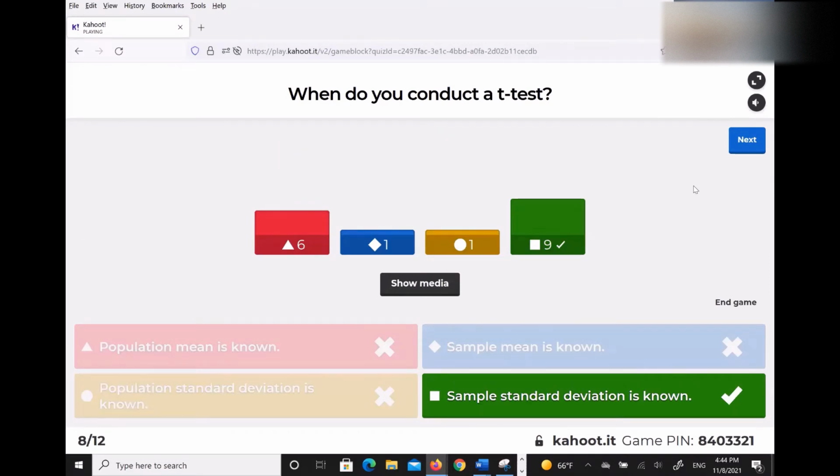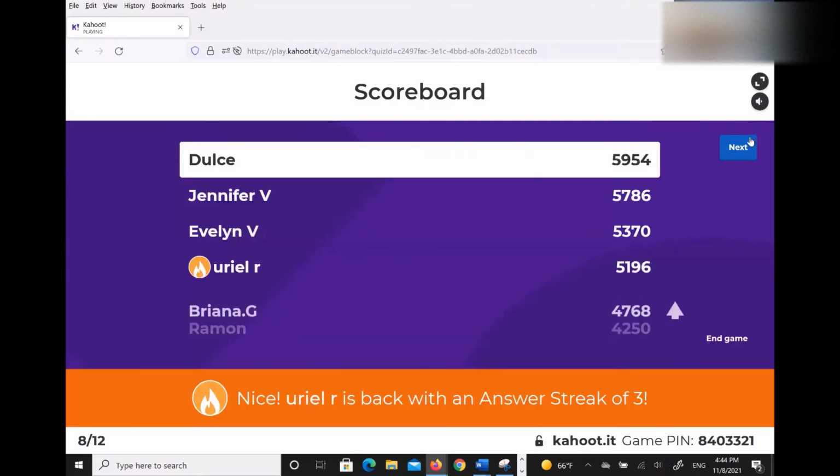All right, so you conduct a t-test when the population standard deviation is not known. Okay, and so in this case, the population standard deviation sigma is not known. Okay. All right, still the same people, and we have Brianna.